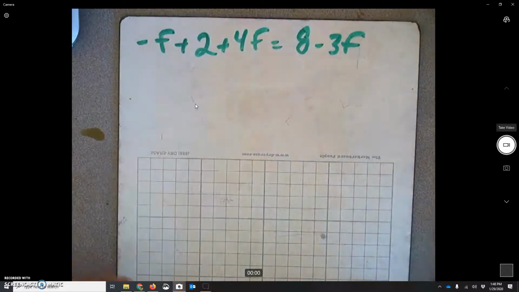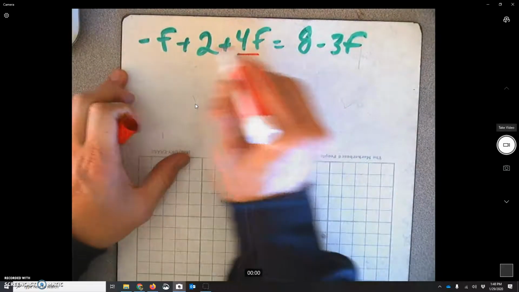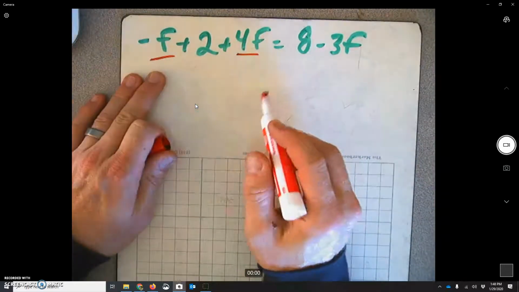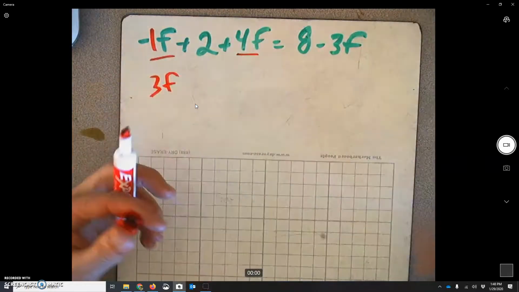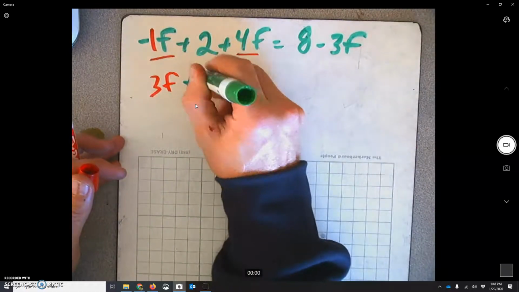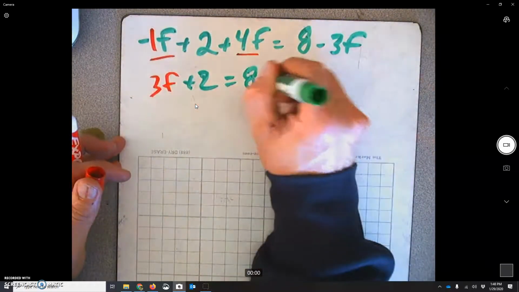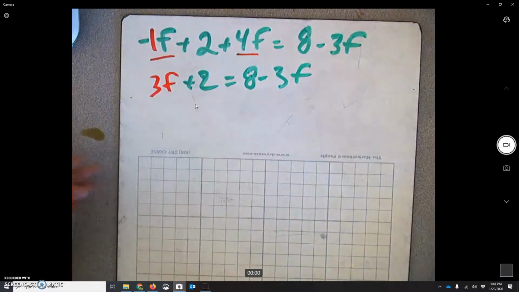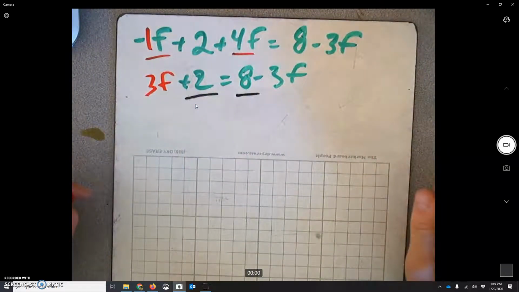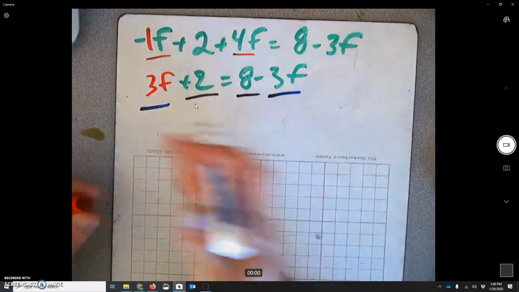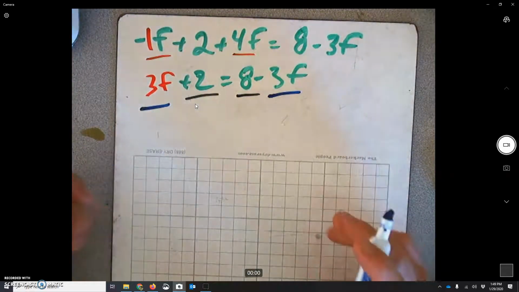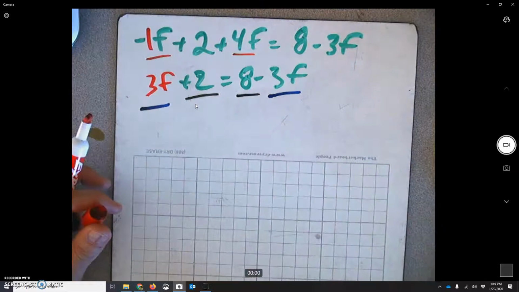First thing you're going to want to do is, we can see we have two f's on one side, so we're going to add these like terms together. Negative 1f plus 4f gives us 3f, and then plus 2 equals 8 minus 3f. Now we're going to move all the constants to one side and the f's to the other side. I'm going to bring the f's to the left side and the numbers to the right side. We could do the opposite if you want. It does not matter.